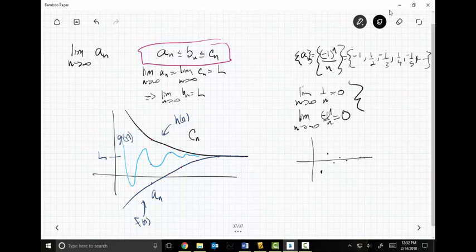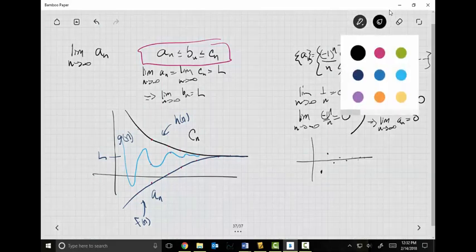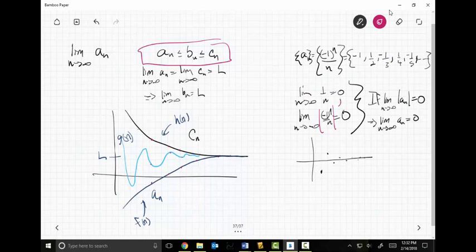However, there's an interesting theorem that comes out of this, and it says this: if the limit as n goes to infinity of the absolute value of a sub n equals 0, it has to equal 0, otherwise all bets are off, then this implies that the limit as n goes to infinity of a sub n must also equal 0. So in this case, as soon as I slap on those absolute values, I get 0, yay. All right? If it equals anything other than 0, you are in trouble.